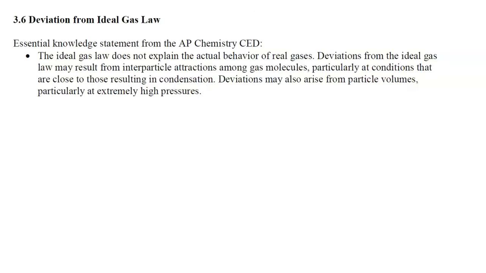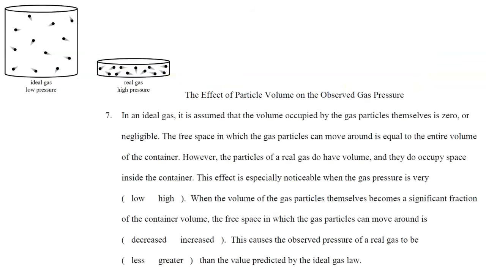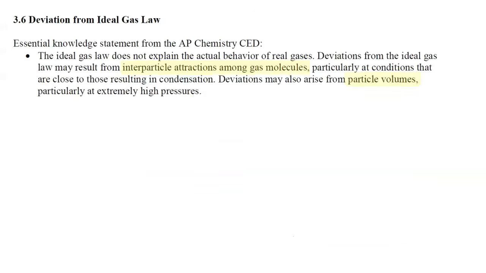So in topic 3.6, which is deviation from ideal gas law, there are two explanations. There's interparticle attractions, which would explain why the observed pressure is less than the ideal gas pressure. Then there's also particle volumes. Let's take a look at the particle volume explanation. So again, this was information that I had presented in an earlier video for topic 3.6, deviation from ideal gas law.